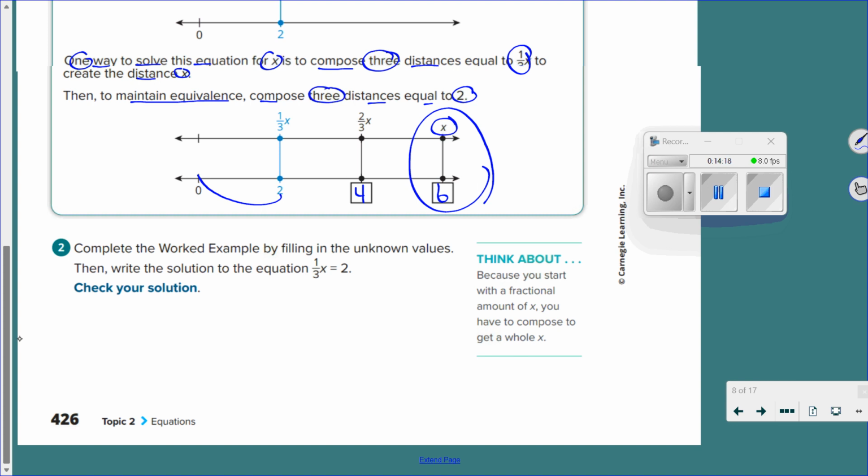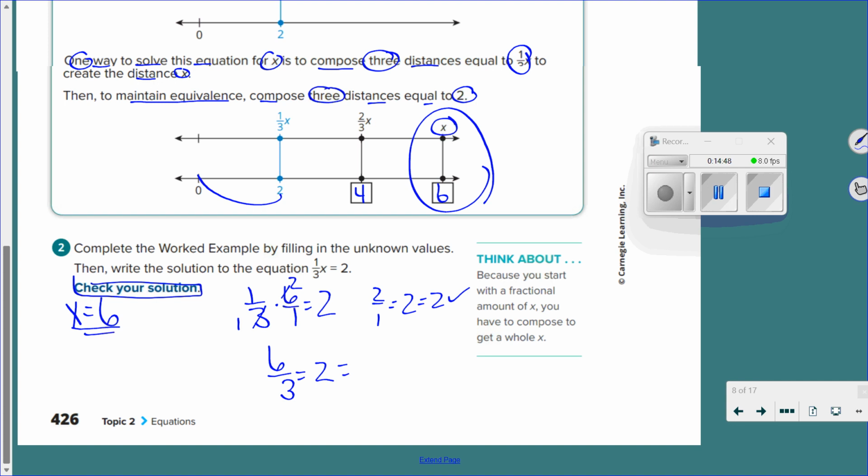But then we need to also check our solution. So to check our solution, we put it into our prior equation. 1/3 times 6/1 equals 2. I've got a reduction of 3 that I can do. 1 times 2 is 2. 1 times 1 is 1, which equals 2. 2 equals 2. Check. For those that don't like doing reductions, 1 times 6 is 6. 3 times 1 is 3. 6 divided by 3 is 2. 2 equals 2. Still check.